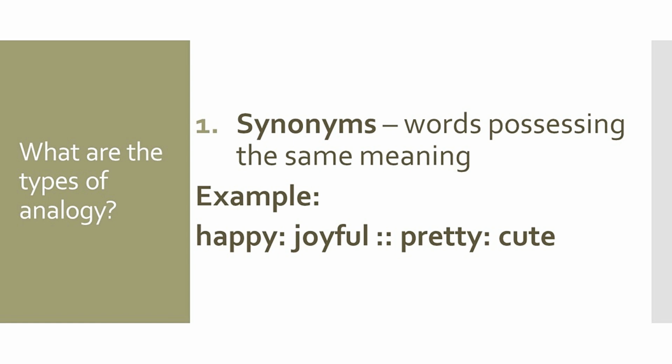There are 6 types of analogy that you have to be familiar with. First up, we have synonyms. These are words possessing the same meaning. Example, happy is to joyful, as pretty is to cute. So take note of the first pair of words. We have the word happy is to joyful. So take note, they are synonyms. They have the same meaning, as well as pretty, similar to the word cute.